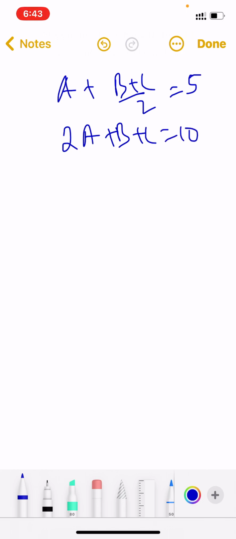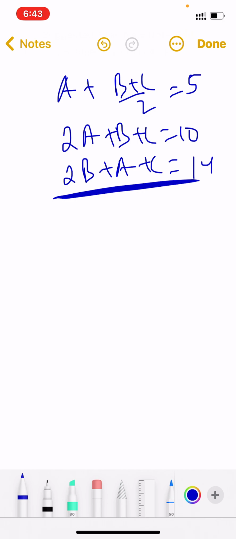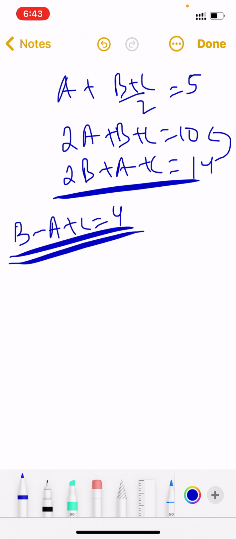Similarly, we can write the second equation as well. This will be 2B plus A plus C equals 14. Now subtract both equations. This from this we subtract, we'll get B minus A plus C equals 4. Sorry, no, C gets cancelled. So B minus A equals 4. This we got when we subtracted.